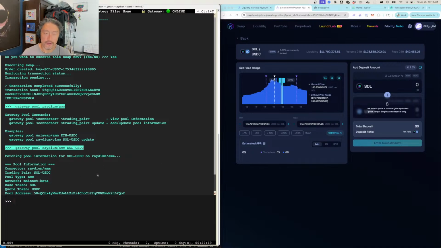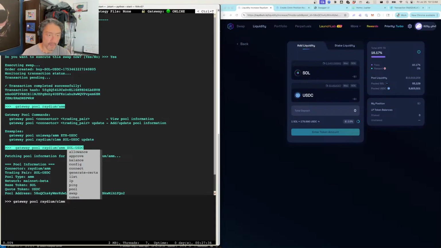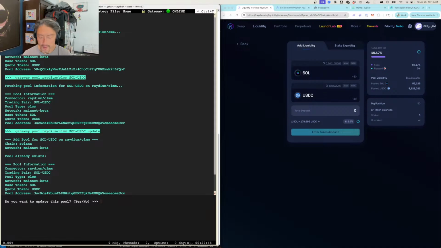So right now the default does exist, and we can see that we're actually using this pool address for Raydium AMM, which I believe is actually this one here. Yep. So this pool here is already defined, and then we can do the same thing for Raydium CLMM and SOL-USDC. If we want to change it, we can run the update command, and this update command will allow us to specify a new address, and so forth, so that we can look up new pools.